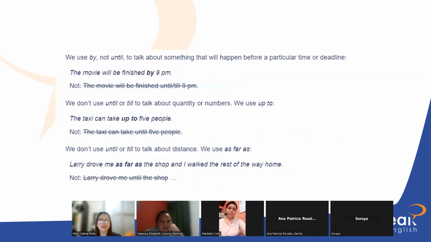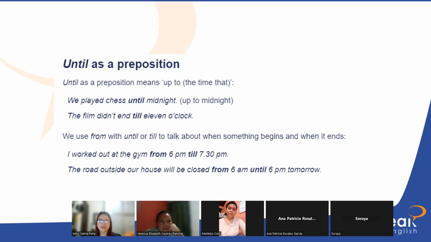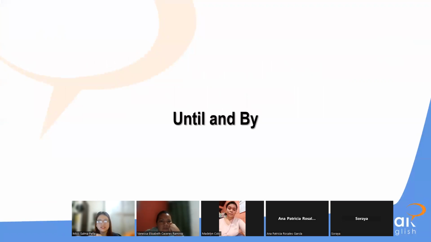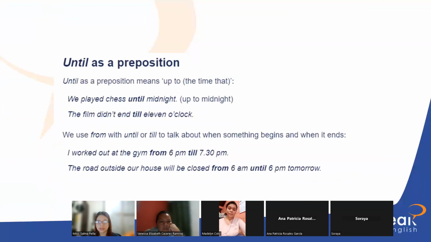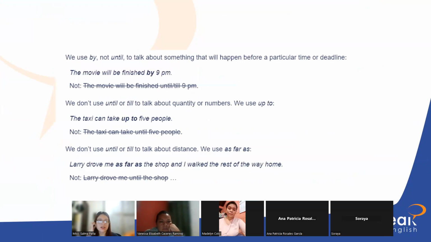What else we have? We have another, by. Remember that at the beginning we say until and by, until and by. So until when the period finishes, or if you want to compare the beginning and the end of the period. Now let's see what happened with by. I will ask Anna, help me to read the first. Let me show you.